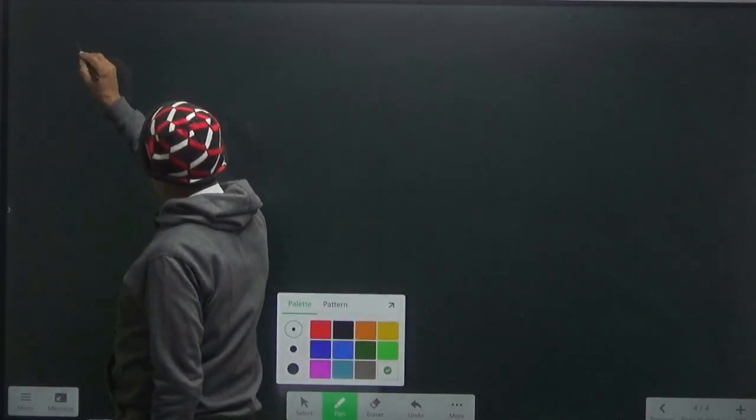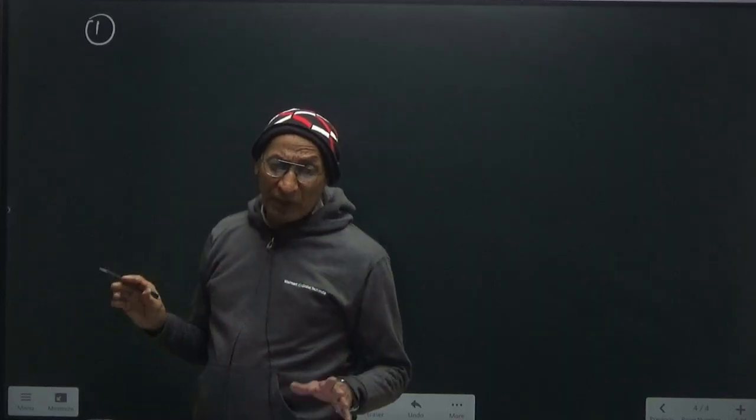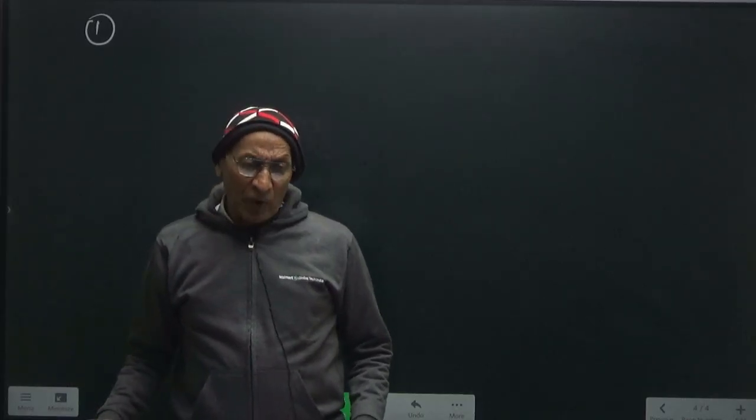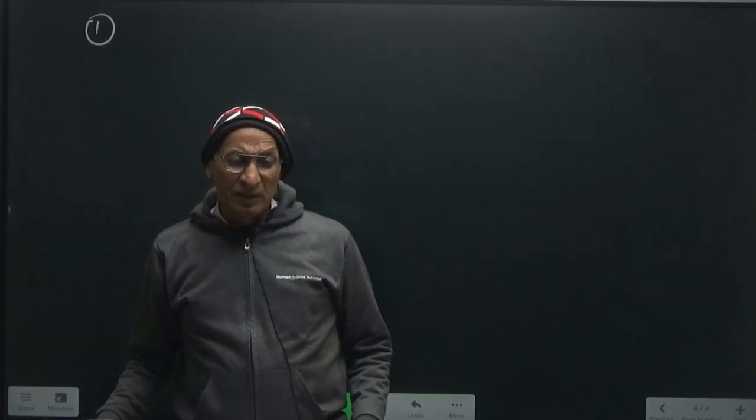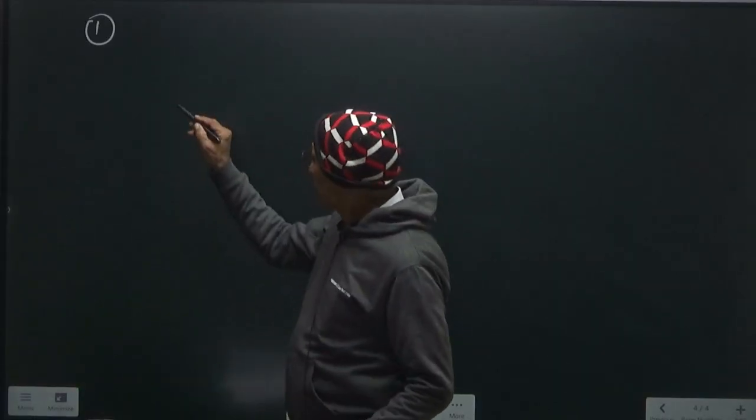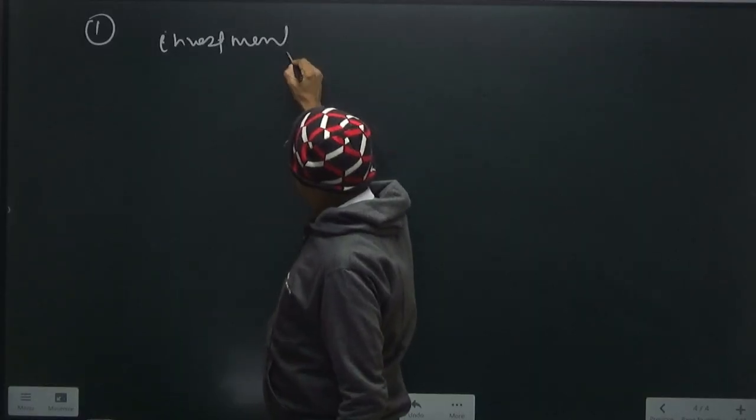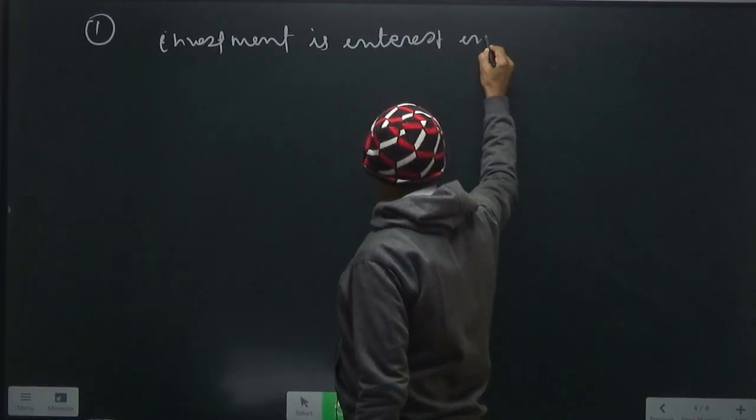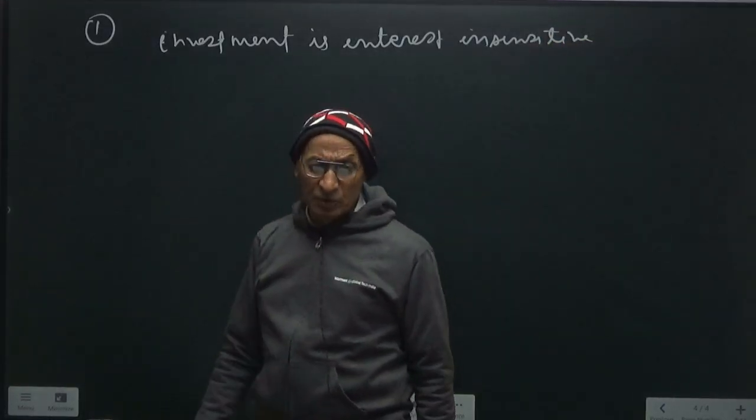Part 1, when IS curve is vertical. What is the condition of the vertical IS curve? IS curve will be vertical when the investment is interest insensitive. What is the meaning of this?